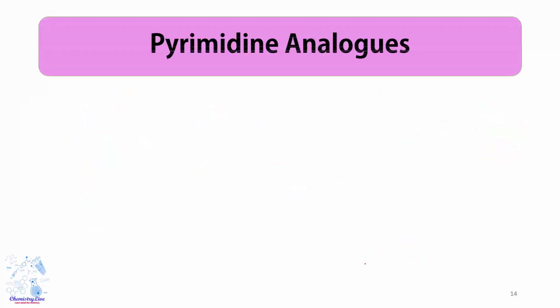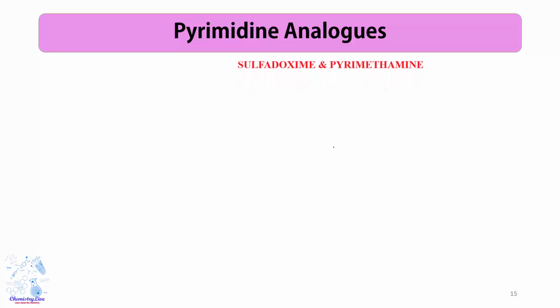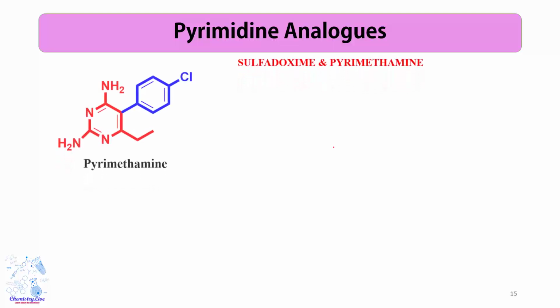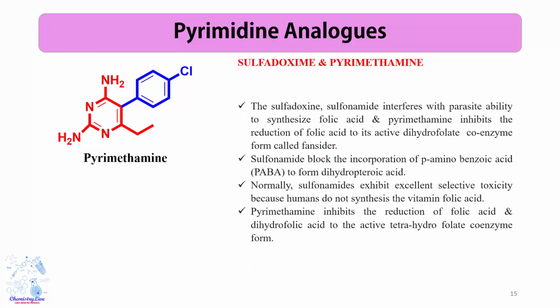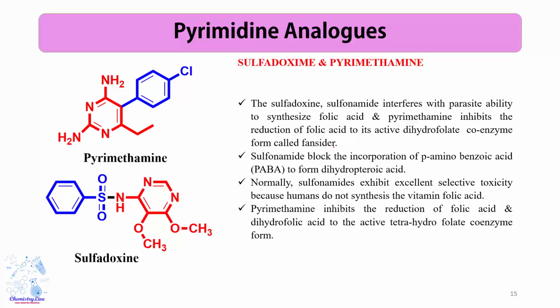Now we will see another mode of action, the pyrimidine analogues. As we are aware, pyrimidine has 2 nitrogen atoms in the ring. This is called the pyrimidine ring, and that kind of group is called pyrimidine analogues. In that kind of analogue group, at least sulfadoxine and pyrimethamine are available. There is the structure of pyrimethamine, and there is the structure of sulfadoxine. That is the important part: how pyrimethamine and sulfadoxine work.